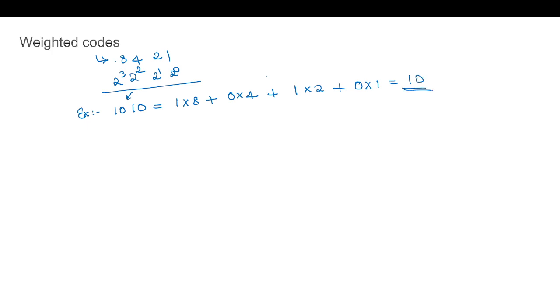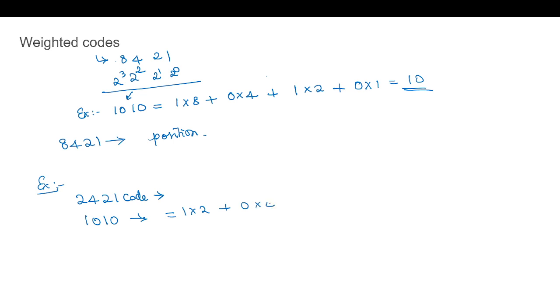So 8421 is the weight, and this is associated with the position. This is based on position value. So for example, we can have other weighted codes, say 2421. If we take this example, then it can be 1 into 2 plus 0 into 4 plus 1 into 2 plus 0 into 1. So something like this. So these are the weighted codes.